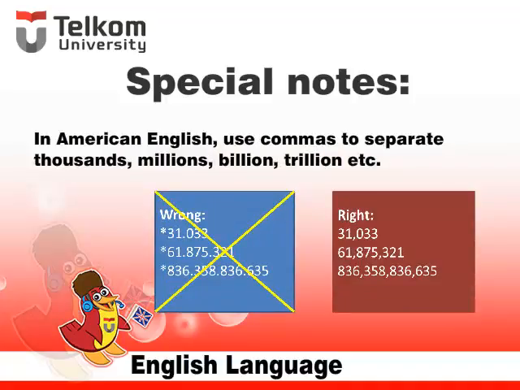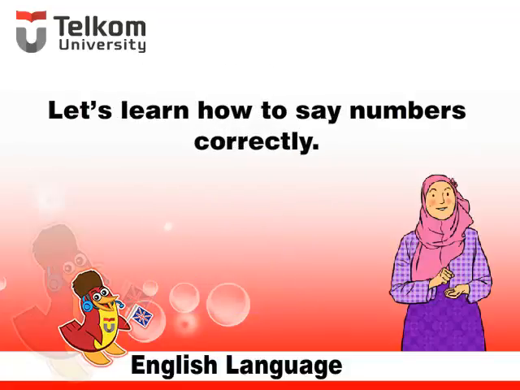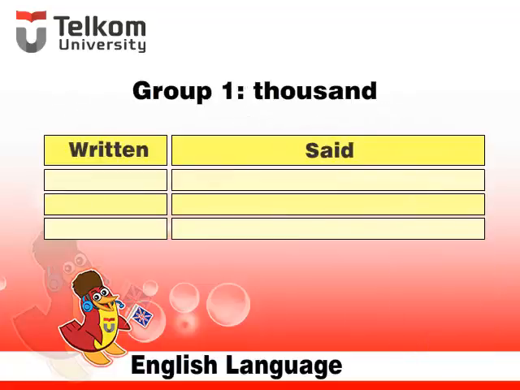In American English, use commas to separate thousands, millions, billions, and trillions. Let's learn how to say numbers correctly. Let's start with a set of numbers in thousand.